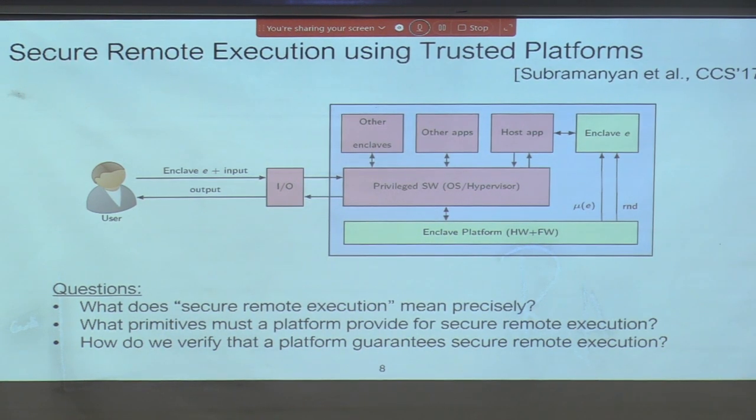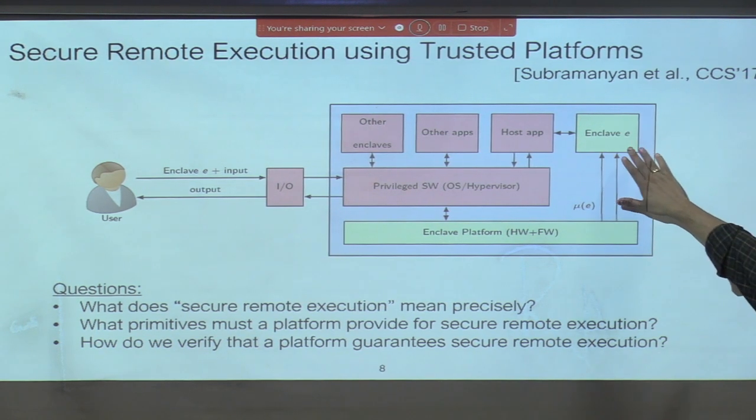All right, so here's the setup again that I showed you earlier. You have your user who is sitting on one side of the network and interacting with an application that's running on a server, except that this server has one of these trusted execution environments, right?